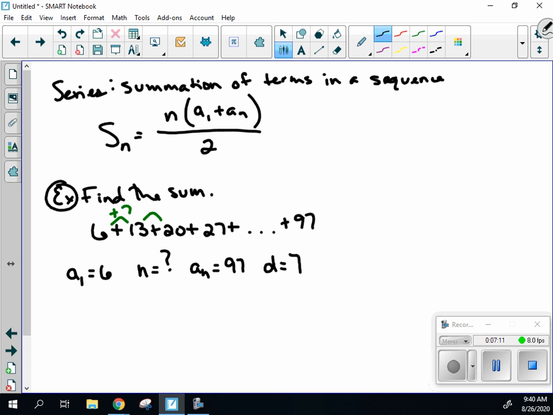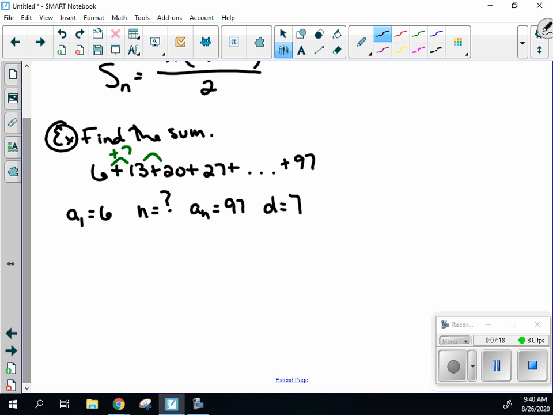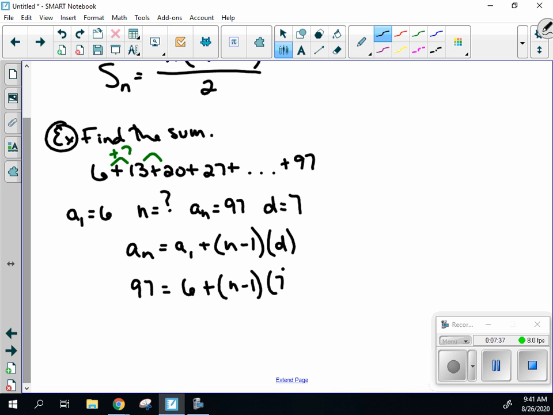Well, shoot. In order to use my series formula, I need to know the n. So I'm going to have to use the explicit formula in order to even find my n to use my summation formula. That's not a big deal, okay? You just have to intermix between the two. Okay, so an is 97, a1 is 6, n we don't know, but we can find, and d is 7. I now have to use just a little bit of algebra in order to figure out that n.